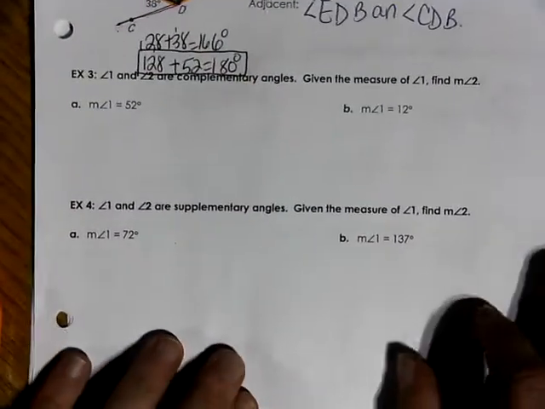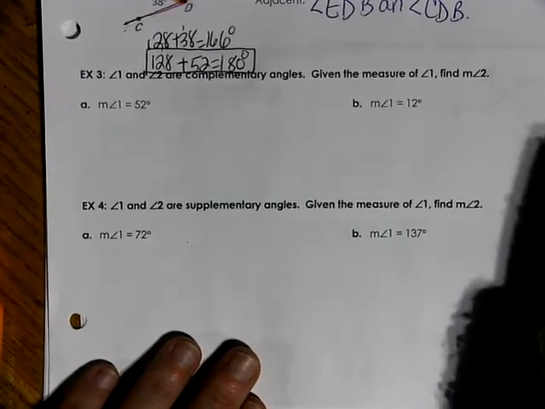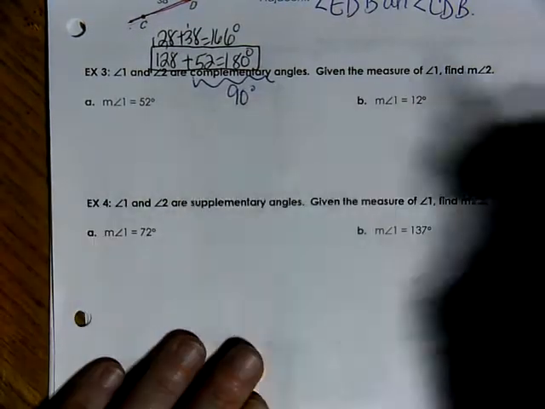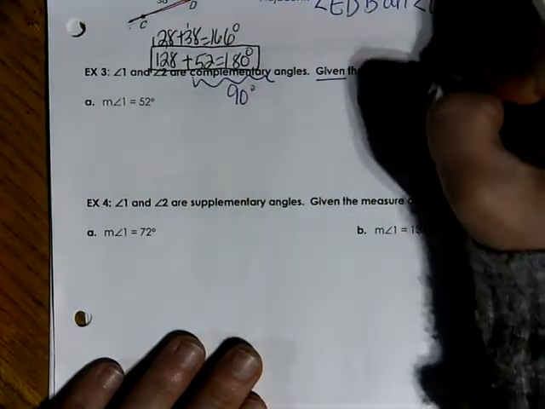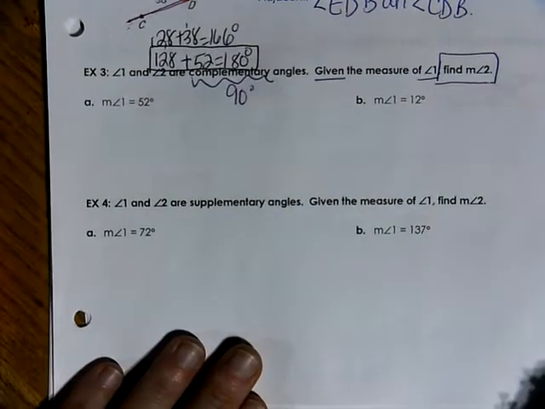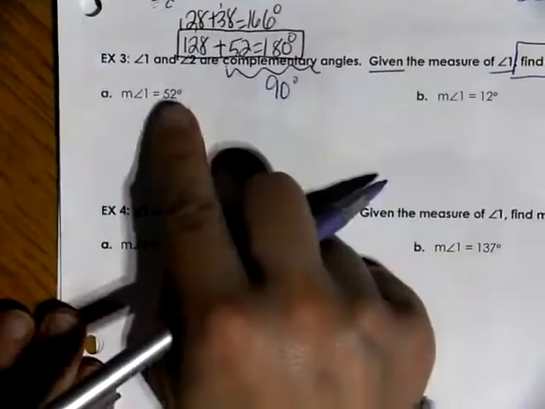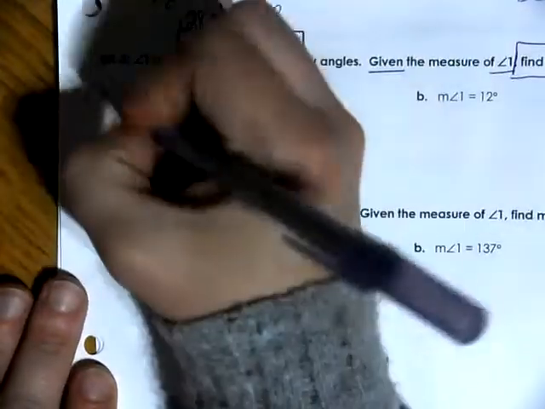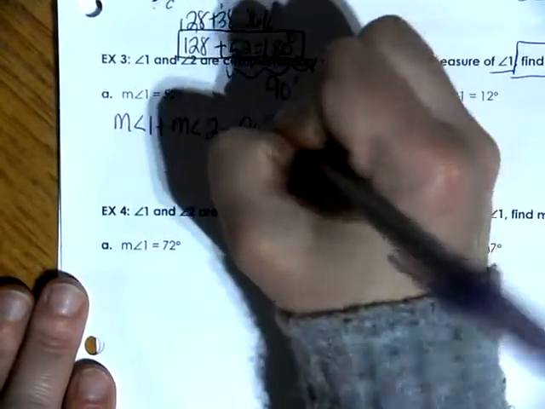All right, let's go ahead and look at example number 3. For example number 3, we have angle 1 and angle 2 are complementary angles. Remember, those are the ones that add to equal 90 degrees. And we are given the measure of angle 1, and we are asked to find the measure of angle 2. So looking at the measure of angle 1 being 52 degrees, we know that the measure of angle 1 plus the measure of angle 2 would have to equal 90 degrees.